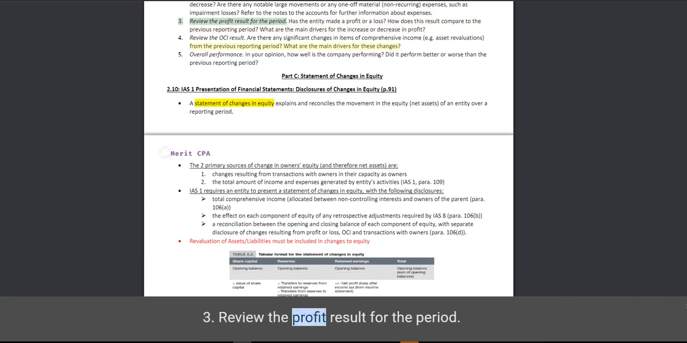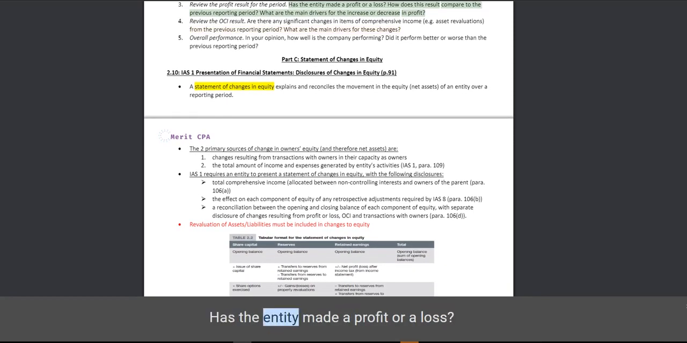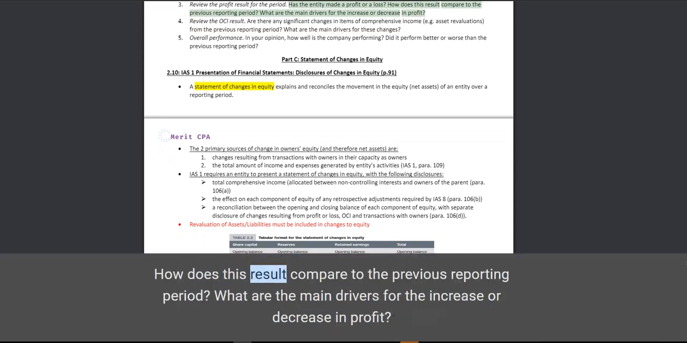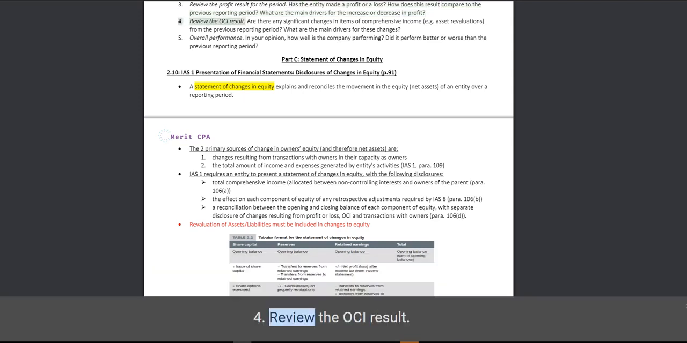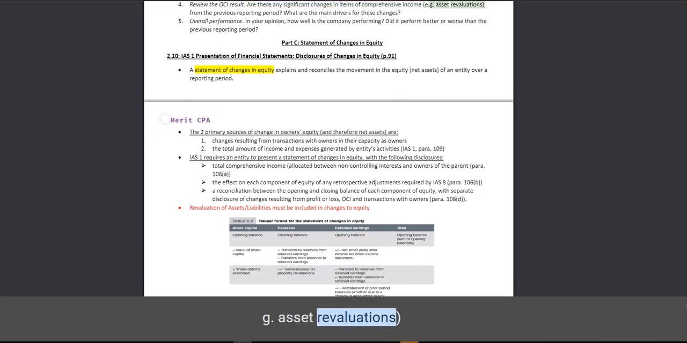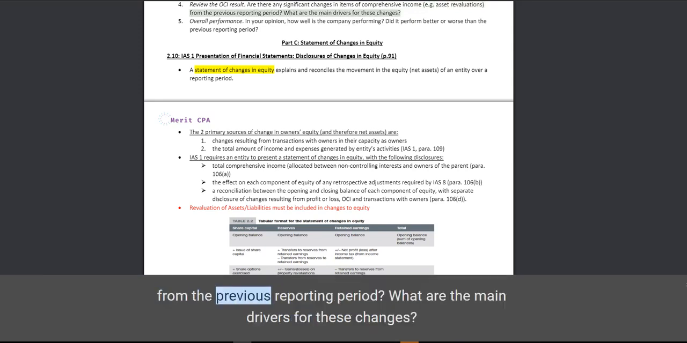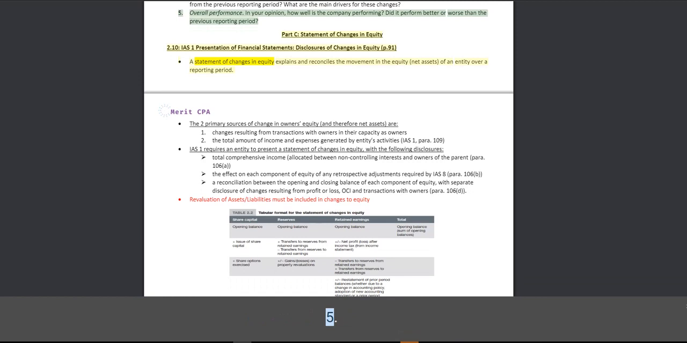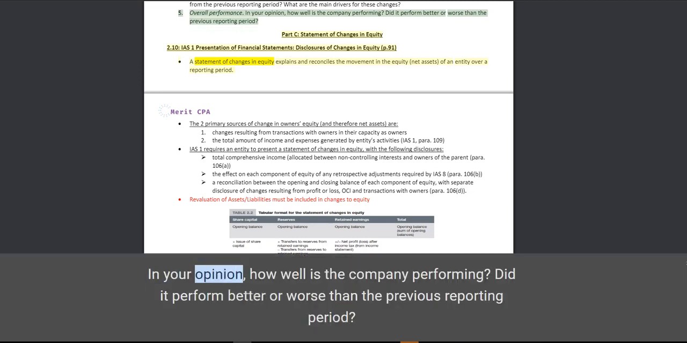3. Review the profit result for the period. Has the entity made a profit or a loss? How does this result compare to the previous reporting period? What are the main drivers for the increase or decrease in profit? 4. Review the OCI result. Are there any significant changes in items of comprehensive income, e.g., asset revaluations, from the previous reporting period? What are the main drivers for these changes? 5. Overall performance. In your opinion, how well is the company performing? Did it perform better or worse than the previous reporting period?